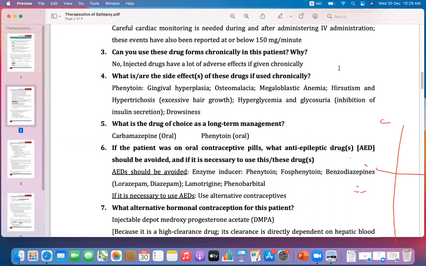Next one: what is the drug of choice for long-term management? Once the patient is under control, then we have to give oral therapy, and the preferred drug for long-term therapy for grand mal, or we can say tonic clonic epilepsy, is carbamazepine, available in the oral form, or we can give phenytoin, available in the oral form.